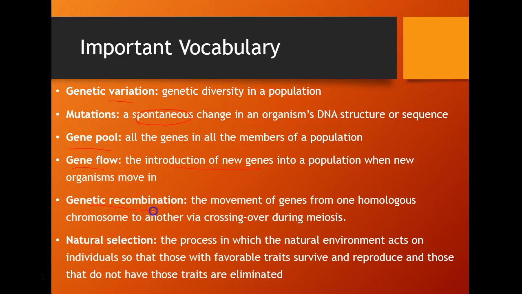We have genetic recombination, which occurs in meiosis during crossing over. And then natural selection, the process in which the natural environment acts on individuals so that those with favorable traits survive and reproduce, which are key: survival and reproduction, and those who do not are eliminated.